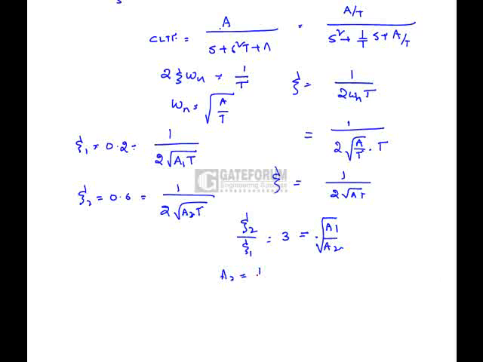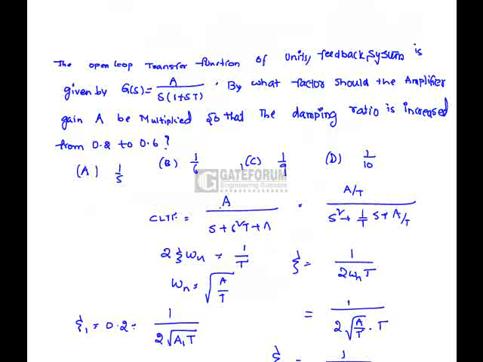So A2 is nothing but (1/9)A1. So the gain must be multiplied by a factor of 1/9. That is, option C is correct.